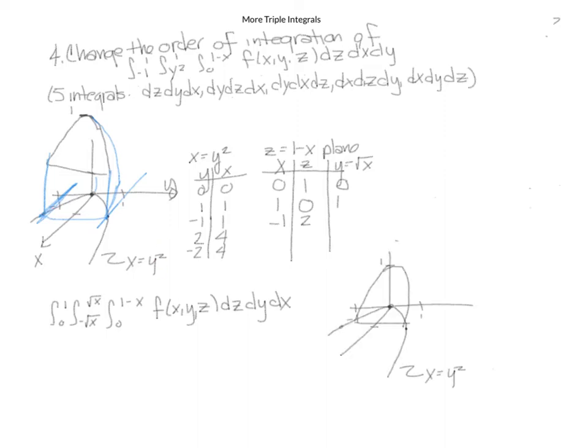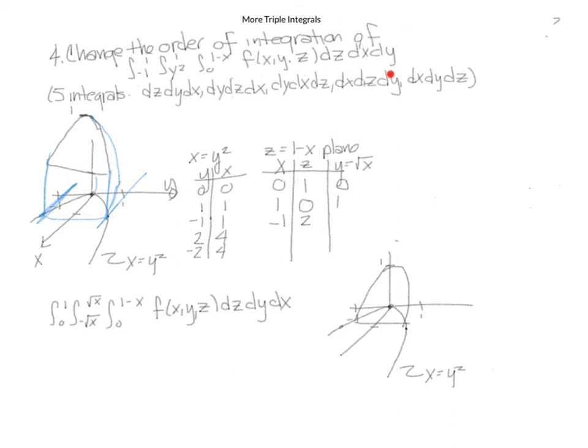Here is our last problem, and it's to switch the order of integration of this integral, negative 1 to 1, y squared to 1, 0 to 1 minus x, and this is the equation of a plane, which you should recognize. The function f of x, y, z, dz, dx, dy.